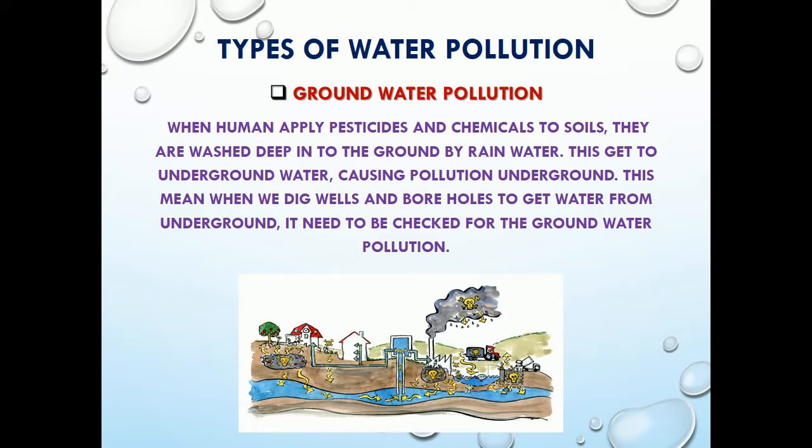Groundwater pollution. When humans apply pesticides and chemicals to soils, they are washed deep into the ground by rainwater. This gets to underground water, causing pollution underground. This means when we dig wells and boreholes to get water from underground, it needs to be checked for groundwater pollution.